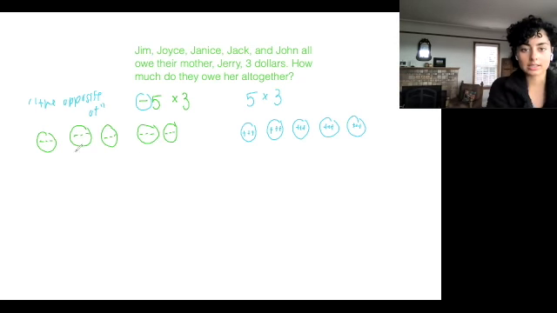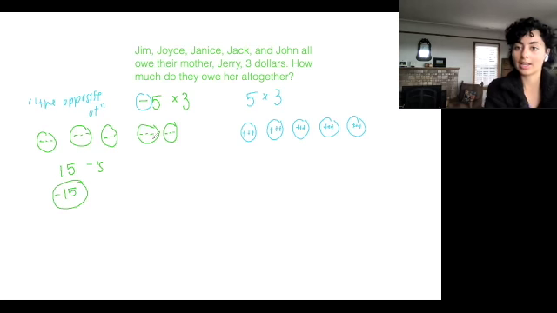So let's count up how many negatives that would be. 1, 2, 3, 4, 5, 6, 7, 8, 9, 10, 11, 12, 13, 14, 15. So altogether, you're going to have 15 negatives, which would just be negative 15. So the answer is going to be they owe their mother $15, but that's really an amount of negative 15.